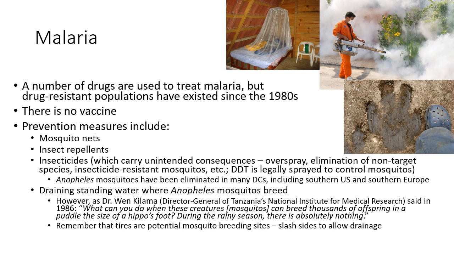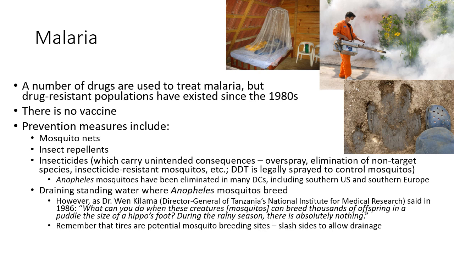So there's a number of efforts that we can take to prevent the spread of malaria. There are a number of drugs that are used to treat it first off, but there are drug-resistant populations of those plasmodium parasites that have existed for decades at this point. There is no vaccine for malaria, and vaccination efforts have largely failed or totally failed. There are preventative measures though. The most common preventative measure is mosquito nets and other types of screens, like screen doors and screens on windows, those types of things. You can use insect repellents, which can come with their own unintended consequences.